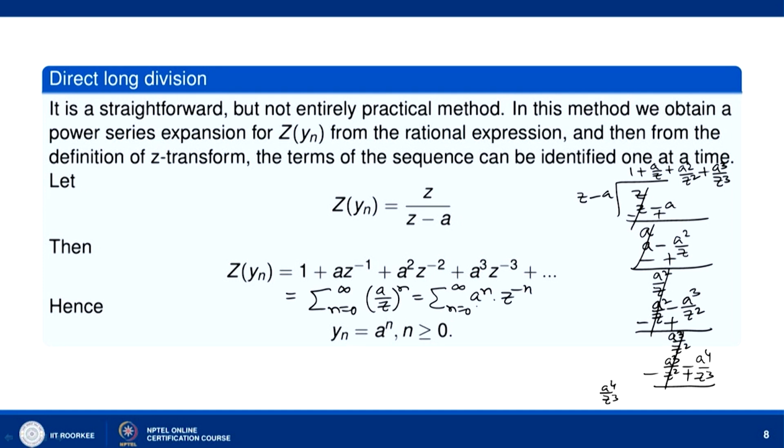So, this is the z transform of a to the power n. So, by n is equal to a to the power n. So, it is not a practical method because we can do this only for a finite number of steps, and it is sometimes very complicated.